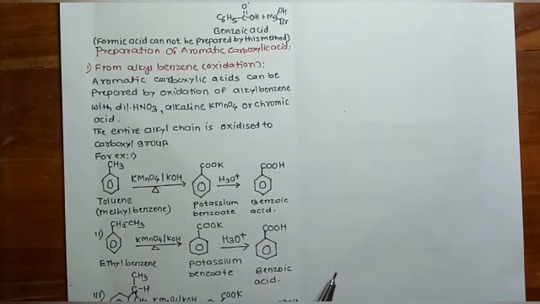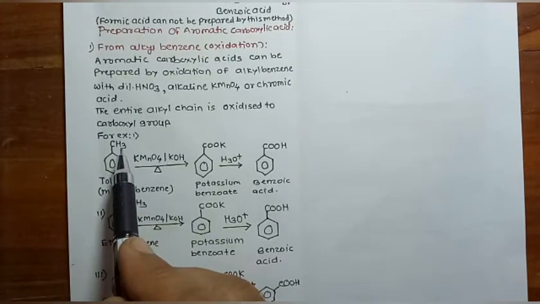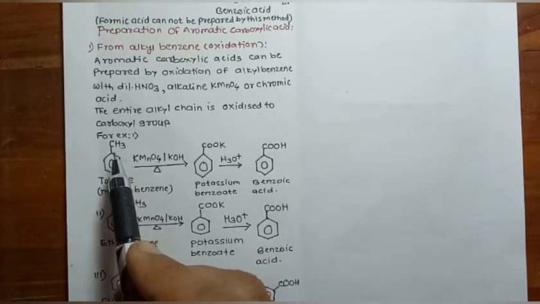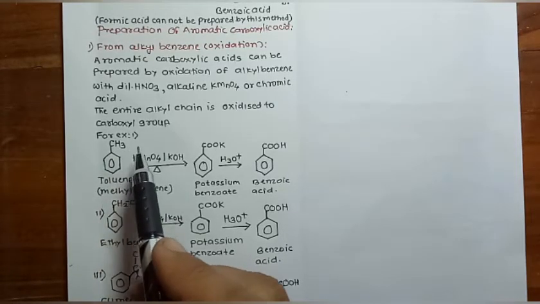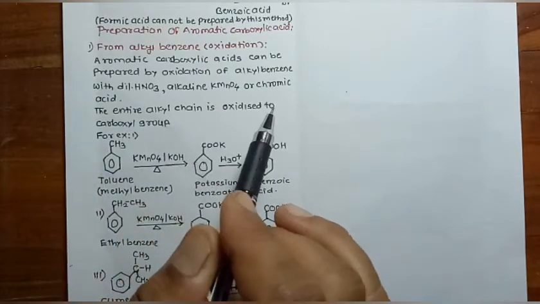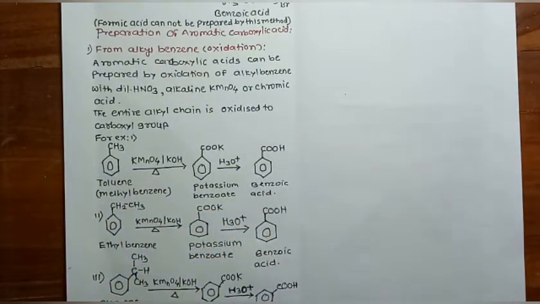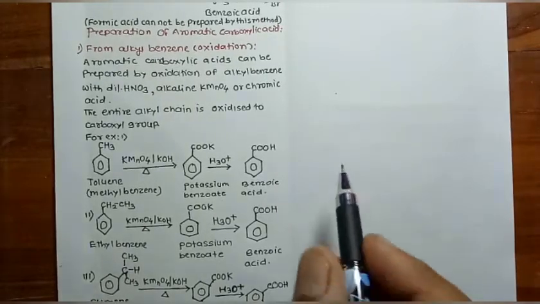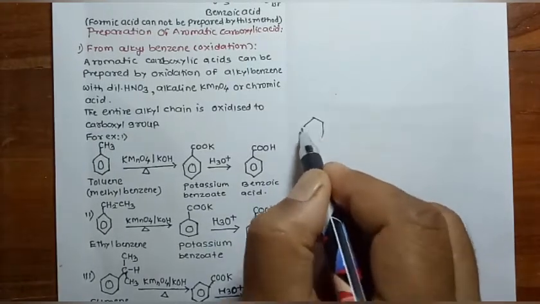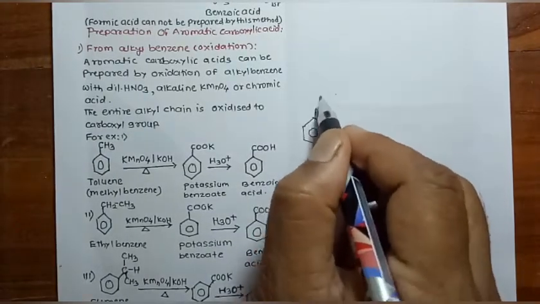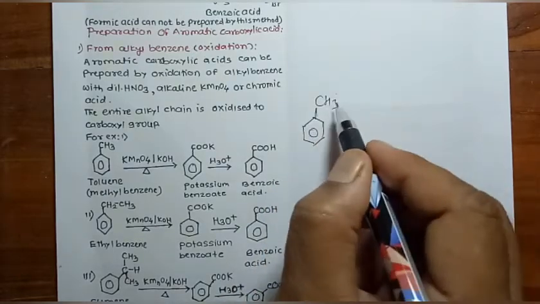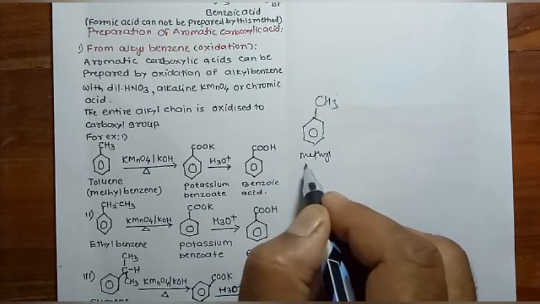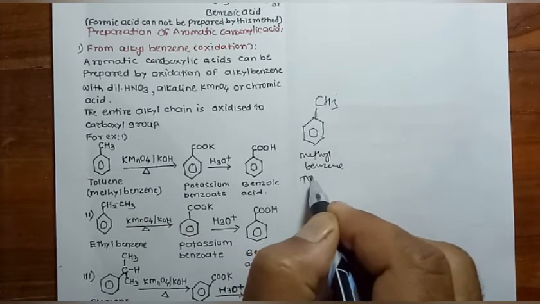Here, if the substituent contains one alkyl group, a methyl group, or an alkyl group containing one carbon atom or more than one carbon atom, the entire alkyl chain is oxidized to a carboxylic group. That we have to remember. For example, when alkyl benzene, suppose we are taking an example like this, methyl benzene, CH3, it is an example of an alkyl group. Methyl benzene is also known as toluene.